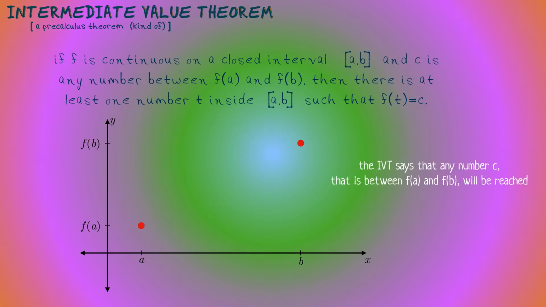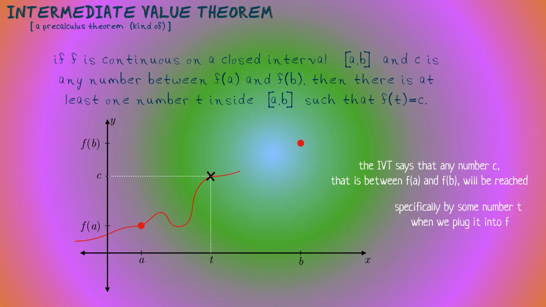It says any number c that's between f(a) and f(b) is going to be reached, and it's going to be reached by a number that's between a and b. So there's c, somewhere between f(a) and f(b). And we're saying that there is the number t that gives us c, and then we can keep going there and complete the function.